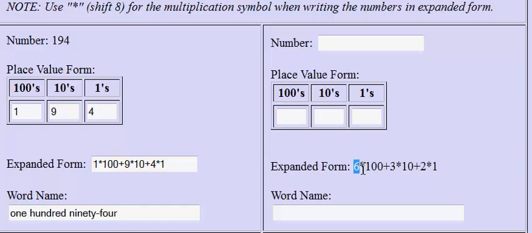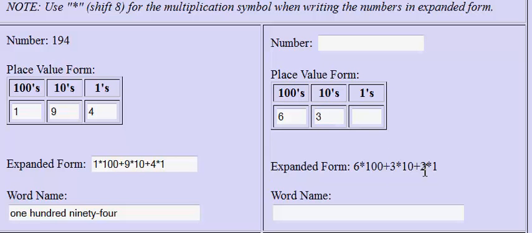So I'm going to start by noticing that I have expanded form. So I'm going to go back and put the numbers in place value form. The fact that the expanded form says 6 times 100 means that I have 6 hundreds. The fact that the expanded form says 3 times 10 means that I have 3 tens.